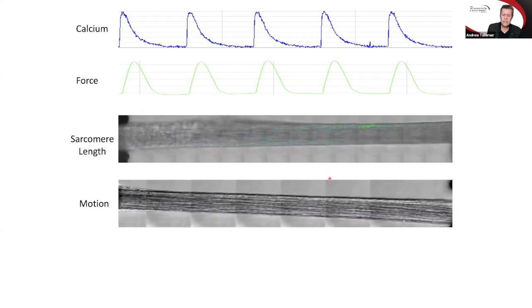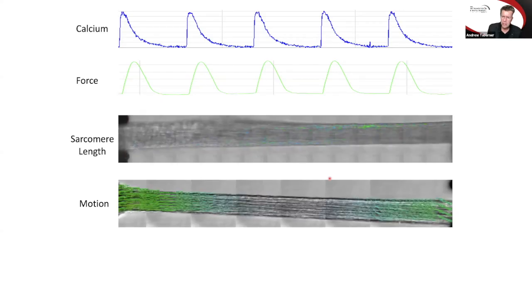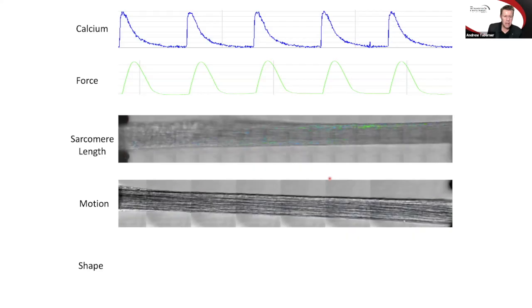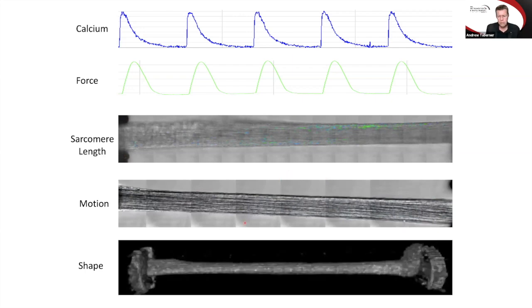Our OCT system allows us to measure the motion of the tissues across many twitches. Sorry, I beg your pardon, that was not OCT, that was the strain field associated with the motion from bright field images, same as the sarcomere length images. And then finally, the OCT information gives us the three-dimensional shape, indeed four-dimensional shape, as it's contracting over time. Now, how on earth do you interpret all of these data?